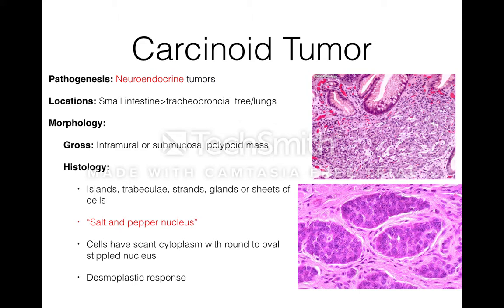On gross exam, they form either an intramural or submucosal polypoid mass. On histologic exam, you're going to see these small, round, blue neoplastic cells that form islands, trabeculae, strands, or sheets. And these cells have a characteristic salt and pepper nucleus from all the stippling. So here you can just see sheets of cells within the organ, and in the lower picture it's just a close-up of what the salt and pepper nucleus looks like.